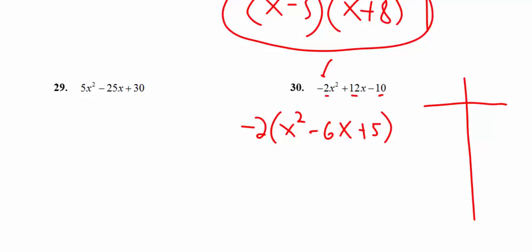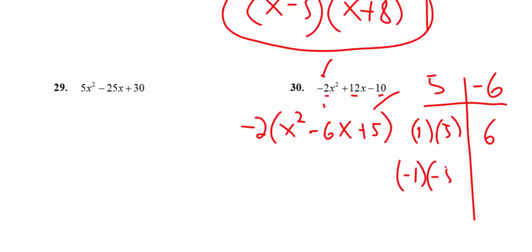Now, we're going to ask ourselves, okay, what two numbers, when multiplied, result in 5, right? Because the 5 is my last term. And when I add those same two numbers, I end up with -6, right? My middle term. So I'm thinking, let's see, how can I get 5? Well, 1 times 5 equals 5. And when I add that, I end up with 6. So I need -6. So how about we try -1 times -5. That results in +5 when we multiply. And when we add, we end up with -6. So this is my winner.